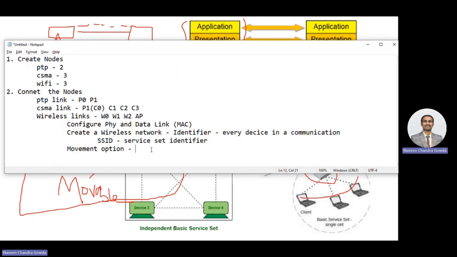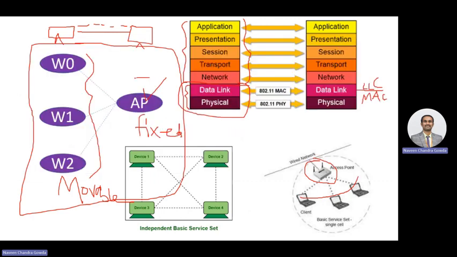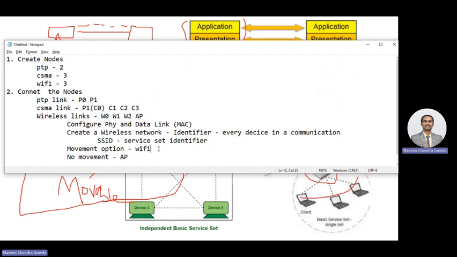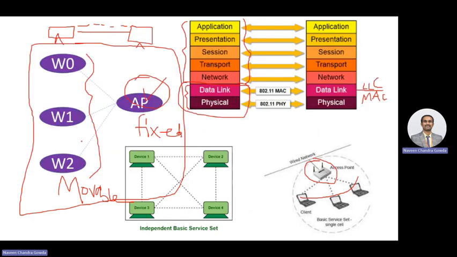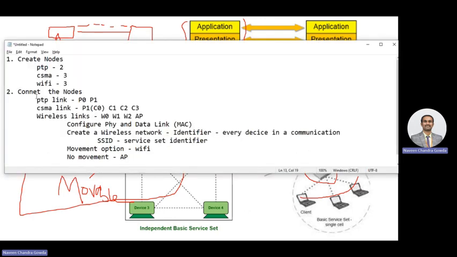So again, movement option, in the sense that you have to give the movement option only to the Wi-Fi nodes, whereas there is no need of movement for the access point. I don't need to move this access point. This is fixed in position, whereas these nodes will keep moving. So I'll give the movement option only to the Wi-Fi nodes, not to the access point. That's how I'm done with the second step, which is connecting the nodes by using the different links. This is a very important thing which you're supposed to understand.